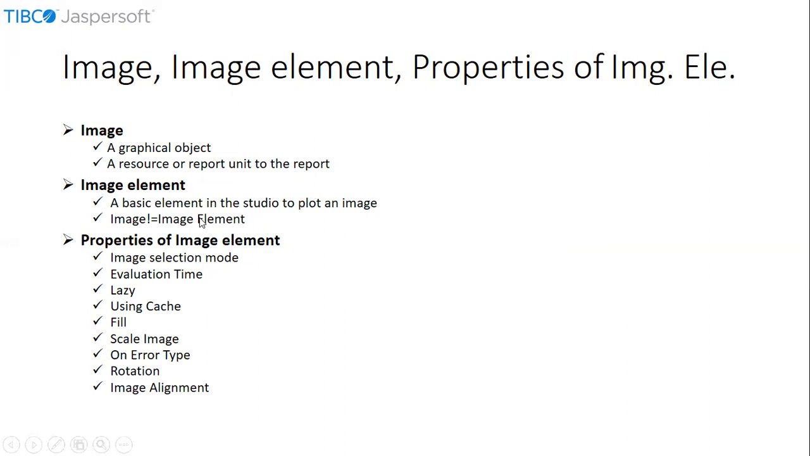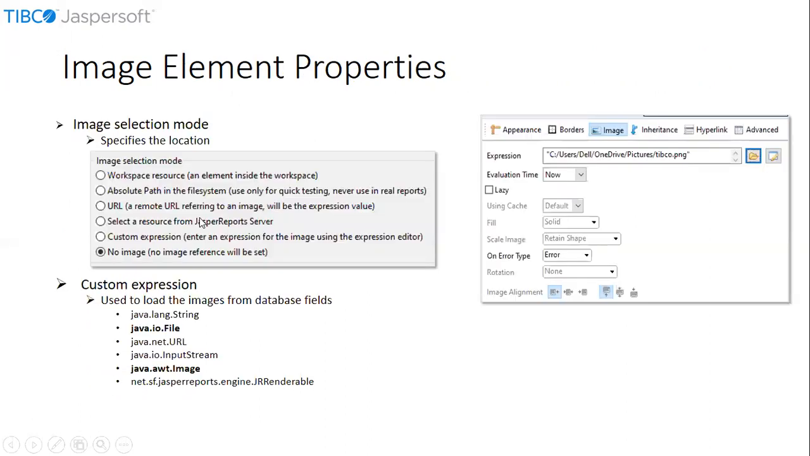To start with, image selection mode. Image selection mode specifies the location from where we can load the image. There are several options available to select an image. The possible selection modes are workspace resource, absolute path in the file system, URL, select a resource from Jasper report server, custom expression, and no image. Let us briefly look at each of these options with the image selection mode.